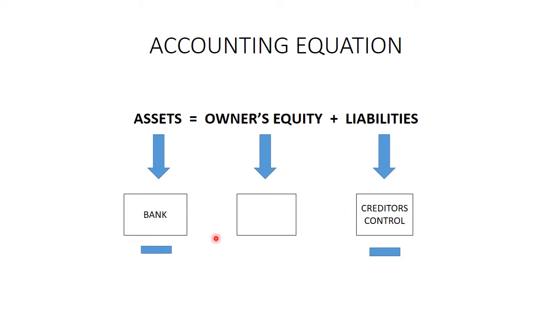And again here, owner's equity is not affected, so there is no entry here. It's nothing under owner's equity. But the creditors control under liabilities is affected because we are now owing less to companies. We are now owing a reduced balance due to a payment that was made.